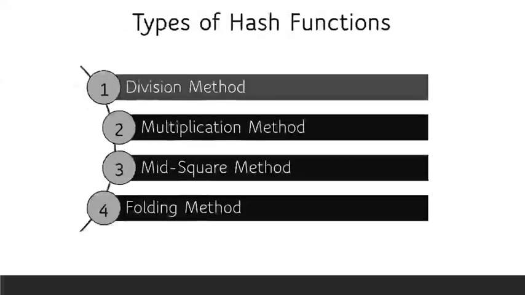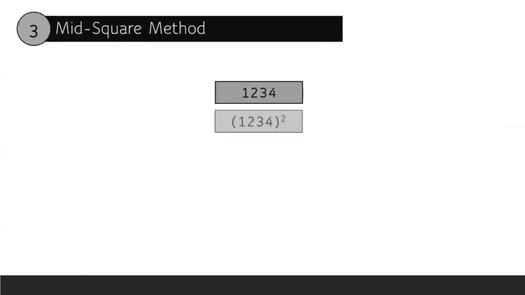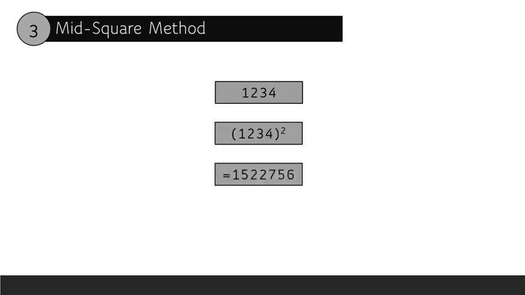The next method is the mid-square method. So suppose you have a key 1234, then you are going to square this. If you take a square of 1234, you will get 1522756, and I leave it up to you to check it out. Now out of this, what you're going to do is drop some of the numbers from the front and some of the numbers from the back.